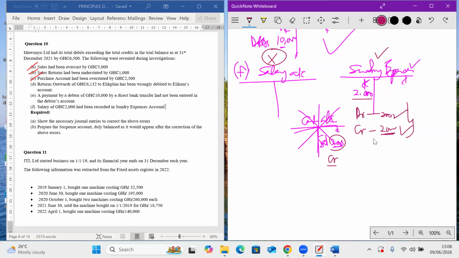It belongs to one account, and we've taken it to another account, right? It does not affect. That's the issue here. So if it does not affect, what do we do? We correct it. So how do we correct it?